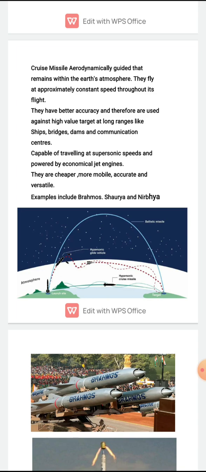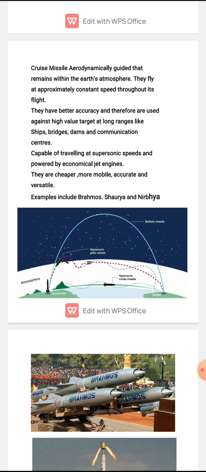It is vice versa in the ballistic missile. Once the target is set, even if the target has moved to another position, the ballistic missile would hit the original set point of the target. But a cruise missile will follow the target, and it will hit the target wherever it is once the target is set. So this is the difference between ballistic and cruise missile.